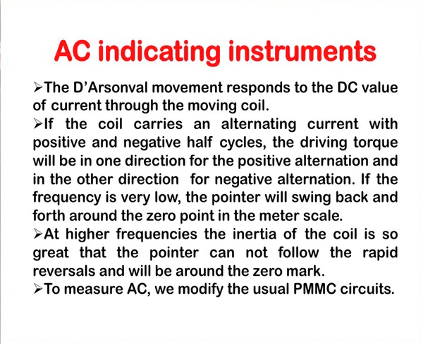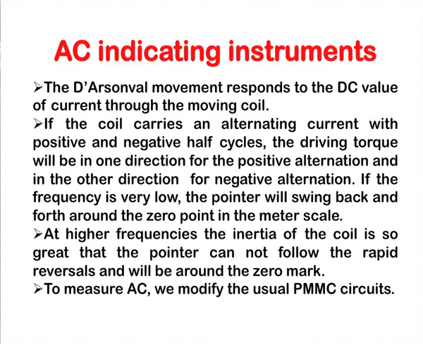If that meter is used for measuring AC, then during the positive half the pointer will be deflected in one direction, and in the negative half the pointer will be deflected in the other direction. And if it is a high frequency signal, then due to the high inertia of the coil, the pointer will get stuck at a particular point and the pointer will then read 0. So, as such we cannot use the PMMC meter in measuring AC.